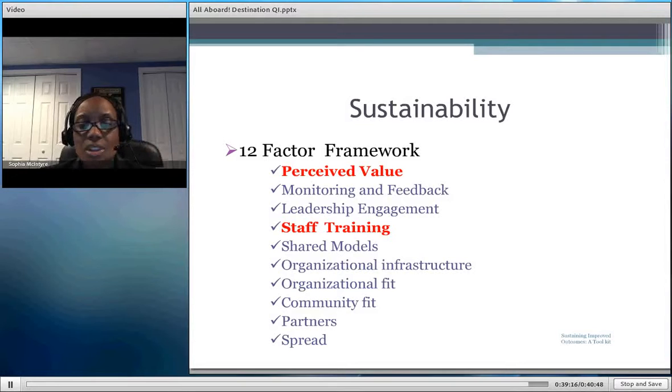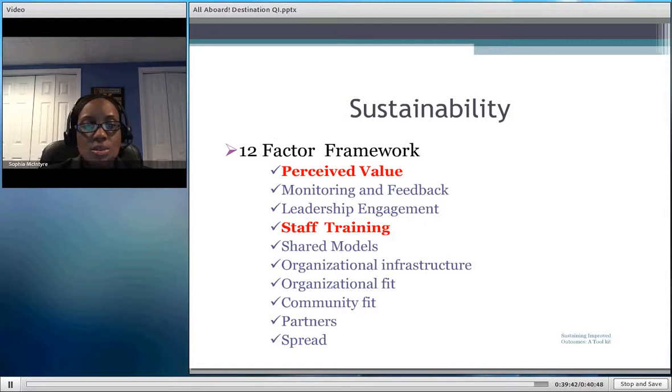Have you looked at the organizational infrastructure? Are these areas of change and improvement fitting into the normal culture of the organization? Are you able to focus on this fit in a very fluid way? How is the community impacted by this? And this community could be the outside community or the community of the organization.